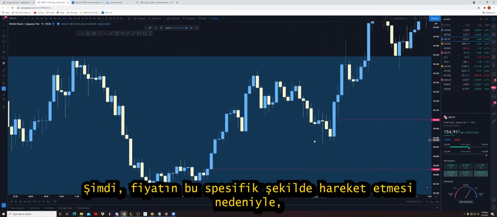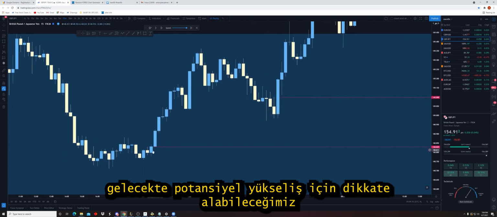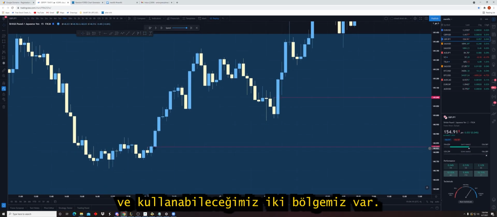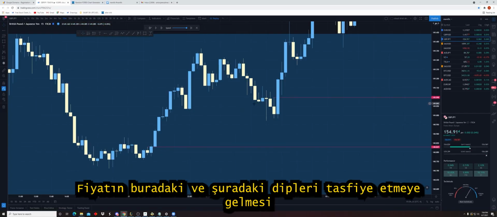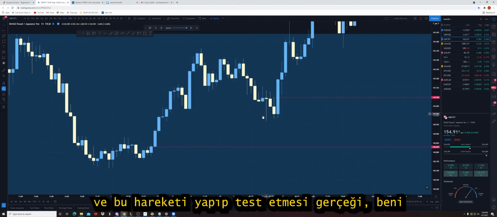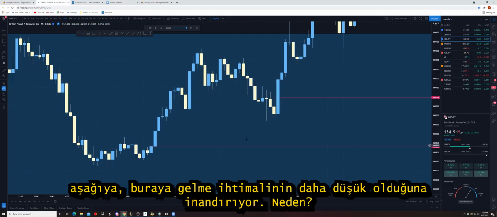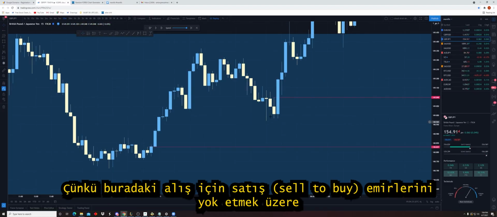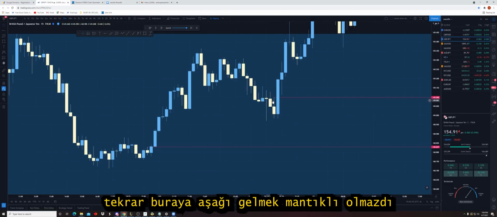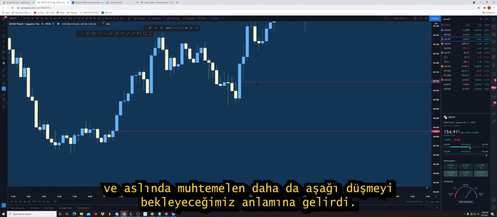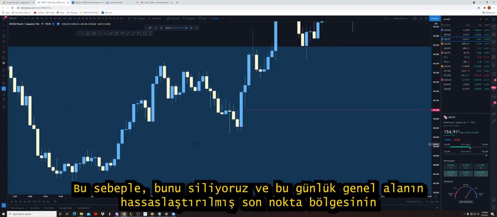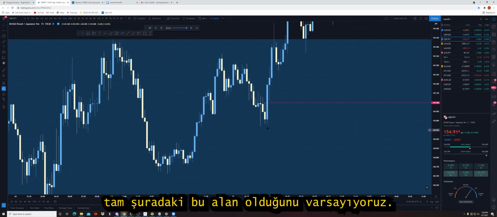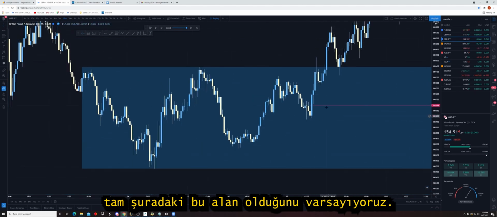Now, because of the fact that price moved in this specific way, we do have two zones that we can consider and use for potential bullishness in the future. Now, due to the fact that price came to liquidate the lows here and made this move and tested it, leads me to believe that the odds of coming down here are lower. Why? Because coming back down here to destroy the orders that they had to sell, to buy in here, wouldn't make any sense and would actually mean that we'd probably be looking to drop even lower. So for that reason, we delete this one and we assume that the refined last point zone of this daily overall area is this area right here.